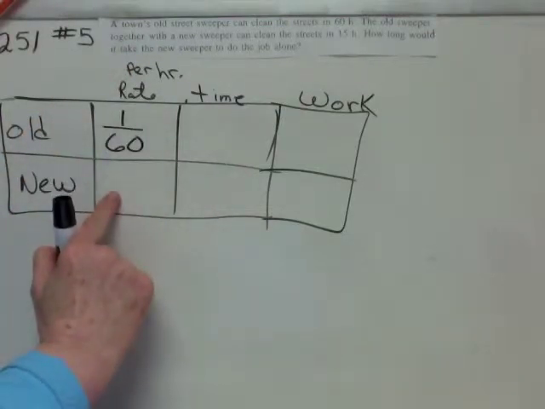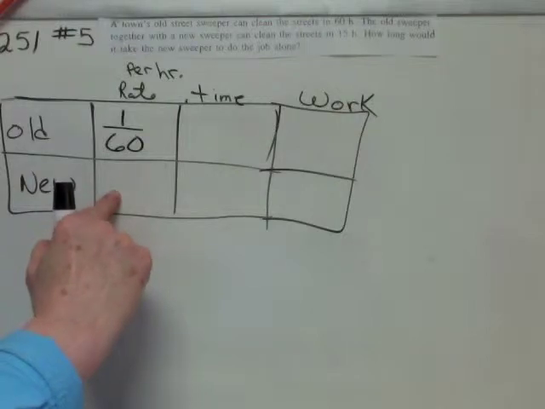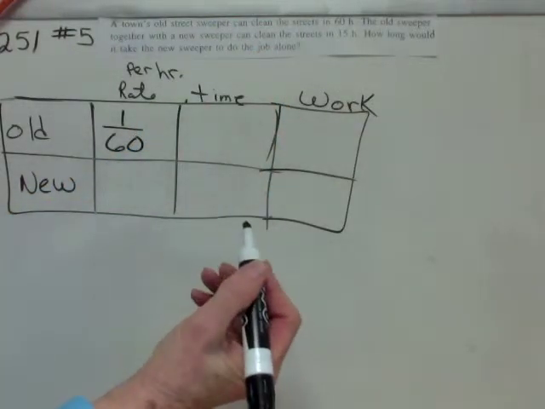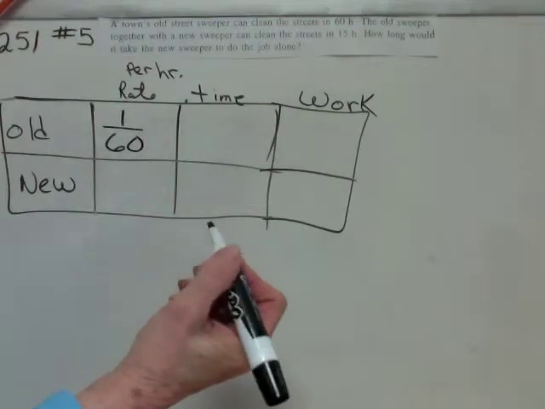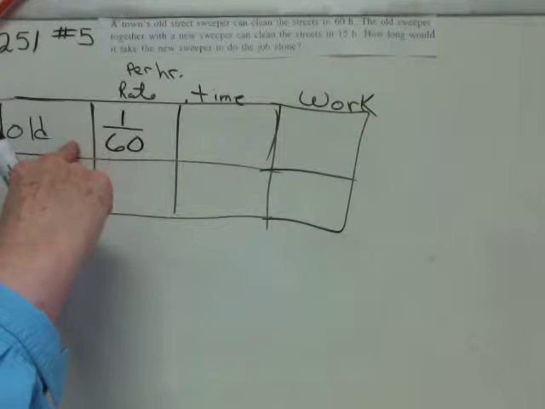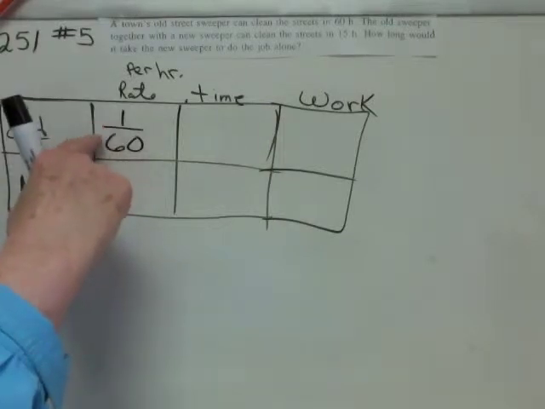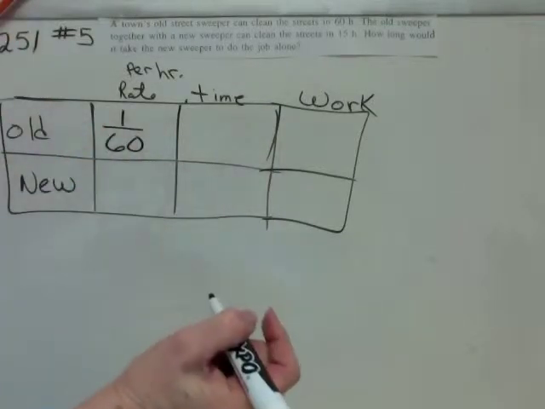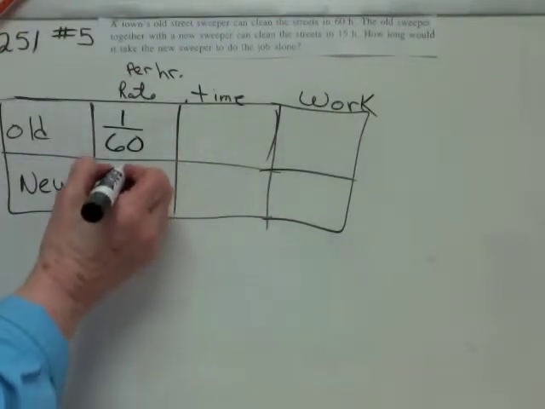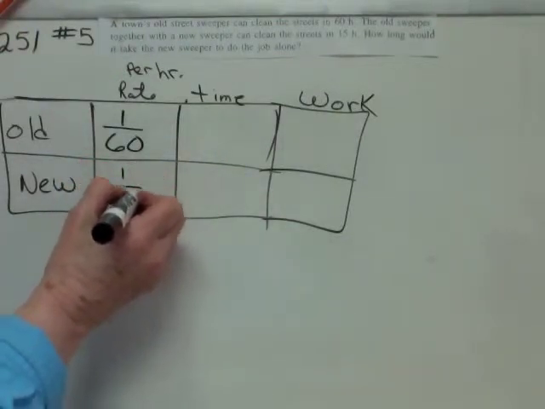So how long does it take the new sweeper to do the job alone? Well, that's what we're looking for. So I guess the new sweeper would take X hours. When the old sweeper took 60 hours, its rate was 1/60. So if the new sweeper takes X hours, what's its rate? I hope you said 1/X.